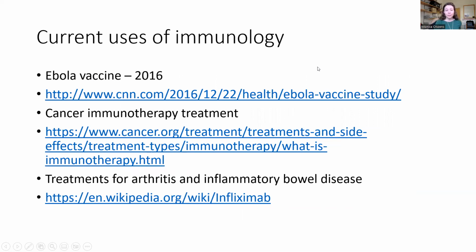So what are we doing right now? In 2016, actually, the first Ebola vaccine was ever created. There are huge treatment advances in cancer immunotherapy. People can actually have their dendritic cells removed from their body, trained to fight their cancer, and then activated. The technical term is proliferation. Now they proliferate and then they're put back into their body to fight the cancer. And then lastly, we now have treatments for arthritis and inflammatory bowel disease based off of antibodies.